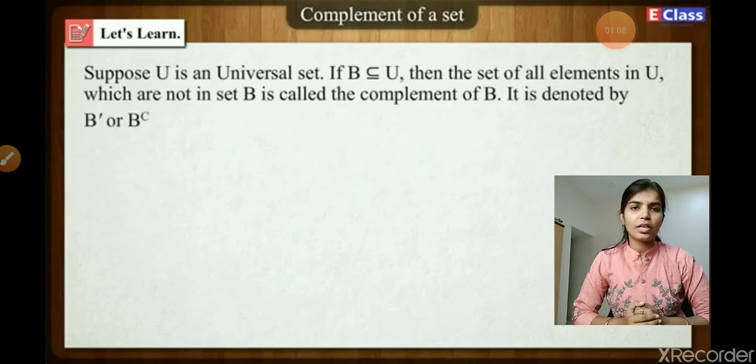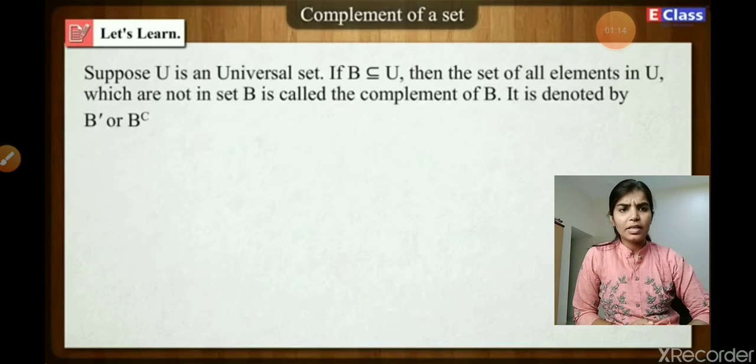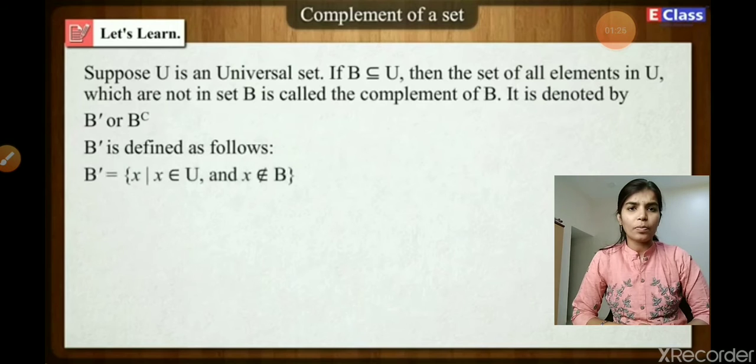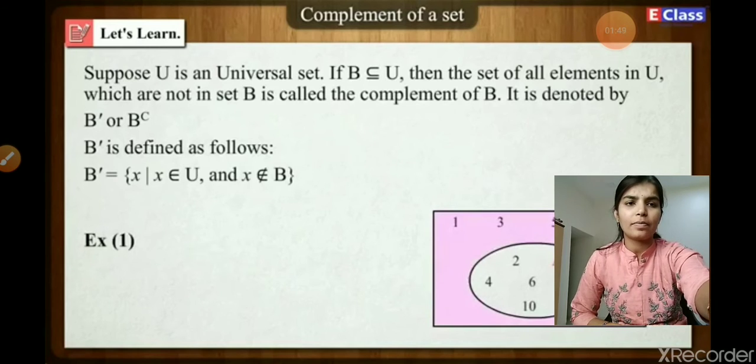It is denoted by B dash or B raised to C. So it is very simple. We take one example as follows. B dash is defined as follows. B dash, that means the complement of set B, is equal to the set of all x such that x belongs to the universal set and x does not belong to B.